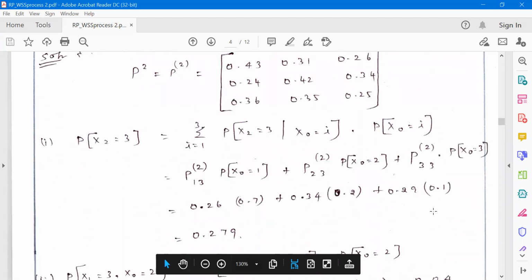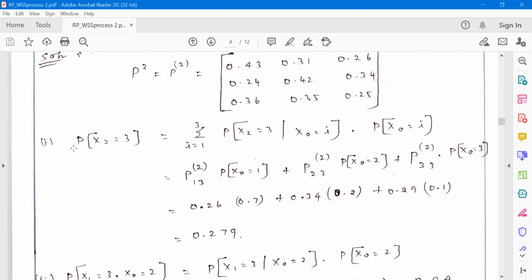Next, we are going to write the first subdivision, that is P of X2 equal to 3. This is called the total probability theorem: P of A is equal to the summation of P of A given Bi into P of Bi. This is the formula for the total probability theorem. So we are using the result here.